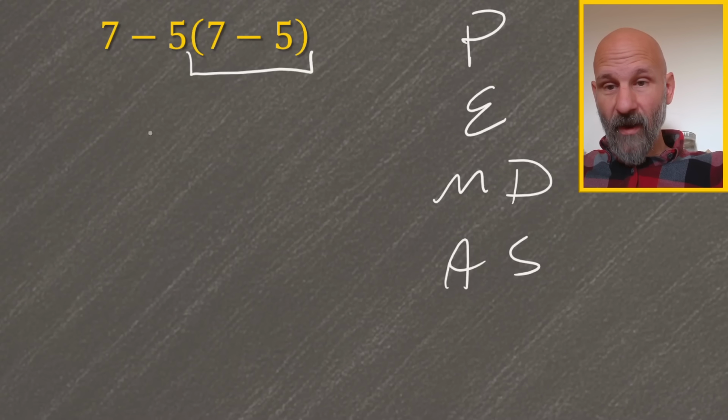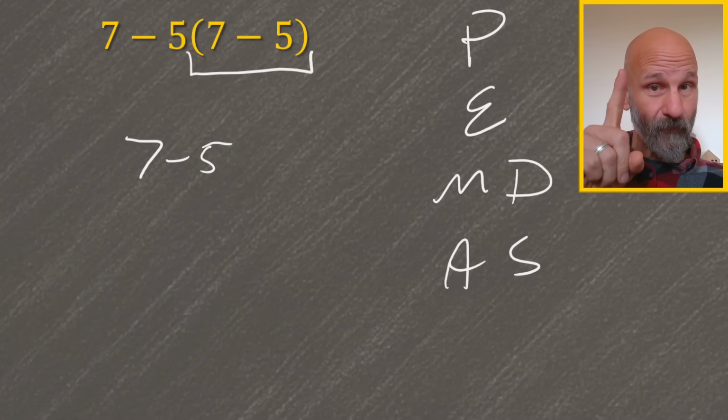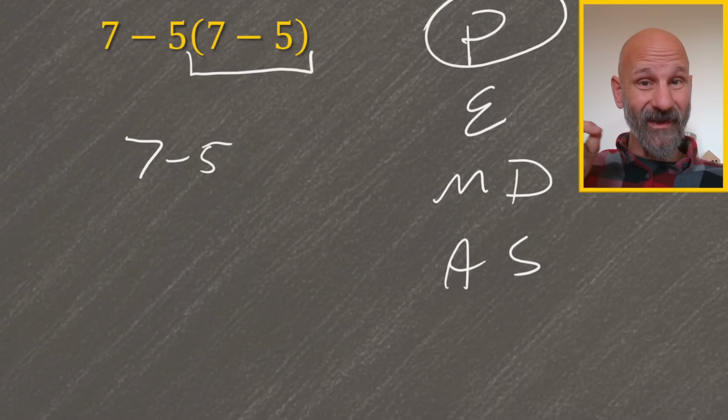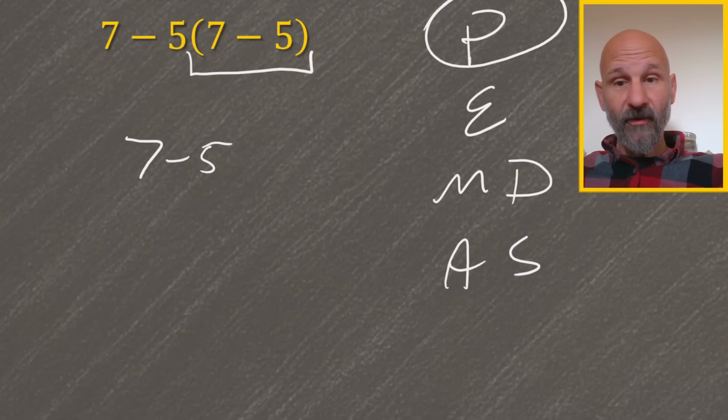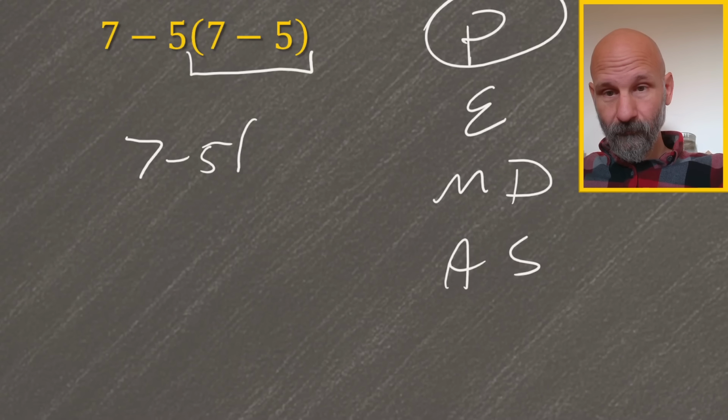Here we go. So now we have a 7 minus 5. That's staying, because the only thing we're changing is what's inside the parentheses. So 7 minus 5, that's a 2.